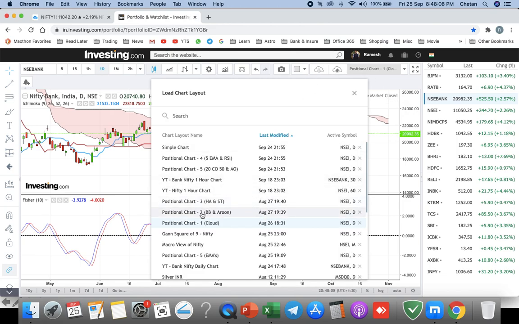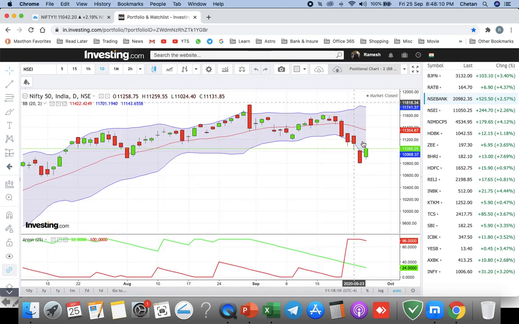Next, let us go to the second chart setup. In this case, the Bollinger Band. Since we went below this Bollinger Band, it was highly oversold, and PCR was also indicating this. But now we are inside the Bollinger Band. So the resistance will be around 11,350 levels for Nifty. Let us see whether we are going to test it or whether we come down before that.